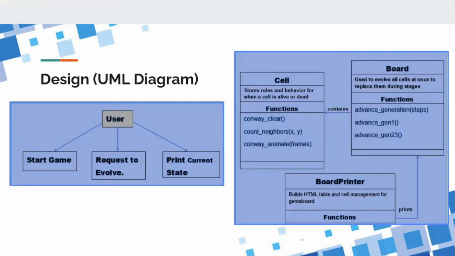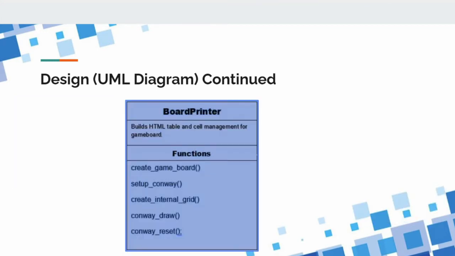The UML diagram covers the main functions of the user, cells, and the game board, such as the abilities the user has from start to finish, the state conditions of a cell's life, how it evolves during stages, and what is being printed on the game board to be visual and manageable, as this slide displays.